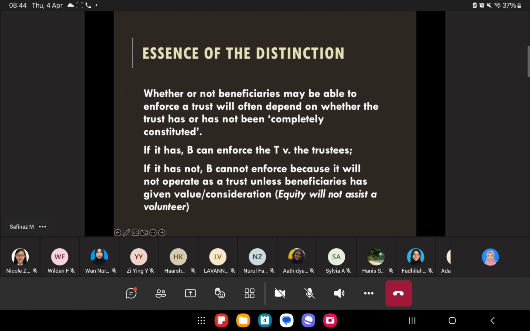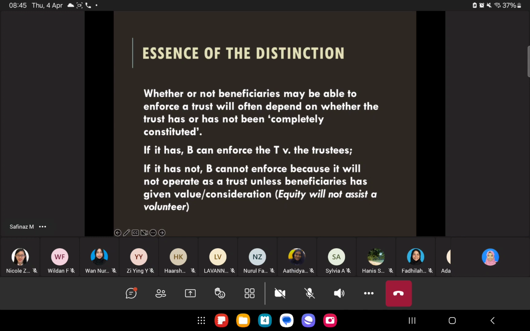So kalau kita lihat kat sini, kalau sekiranya amanah itu adalah amanah yang tidak lengkap, beneficiary tak boleh enforce kuatkuasakan amanah. Kalau trustee tak transfer, tak bagi harta amanah tu pada dia, dia tak boleh kuatkuasa lah. Dia tak boleh minta daripada trustee. Dia tak boleh kuatkuasakan amanah tersebut. Tetapi kalau amanah itu lengkap tak ada masalah lah kan. Tapi sekiranya amanah itu tidak lengkap tetapi beneficiary itu telah memberikan sedikit balasan.